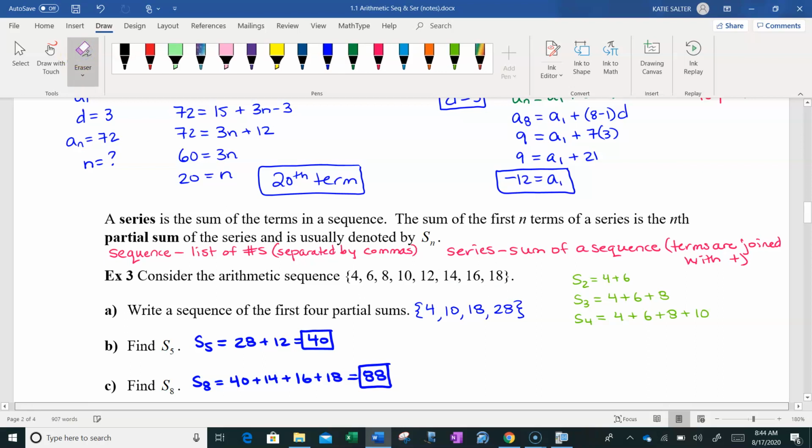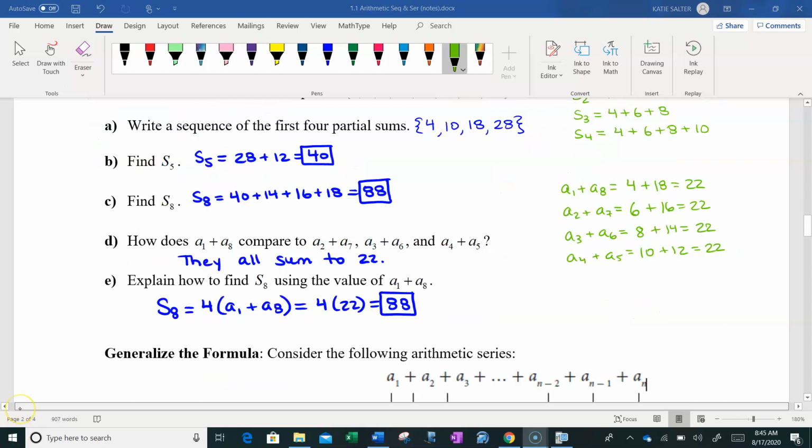All right, now what I would like for you to do is find A sub 1 plus A sub 8, and then compare it to A sub 2 plus A sub 7, A sub 3 plus A sub 6, and A sub 4 plus A sub 5. Pause the video and then start it back when you're finished. All right, well, hopefully you could see after you find those different sums that they all sum to the same number. They all sum to 22.